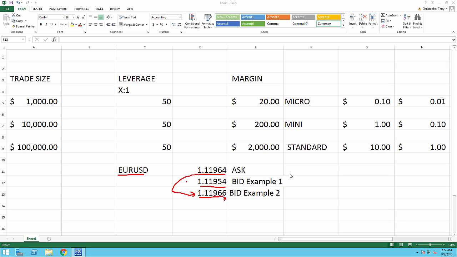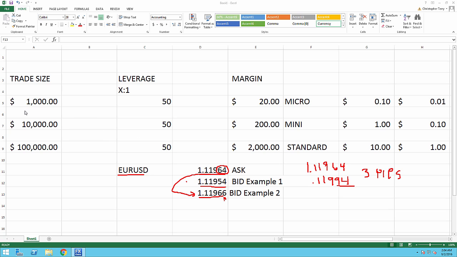So to understand how this works, let's say for example, you bought the market at 64. You bought your price at 1.11964 and you exited at 1.11994. That would be 3 pips. Let's see how this calculates.